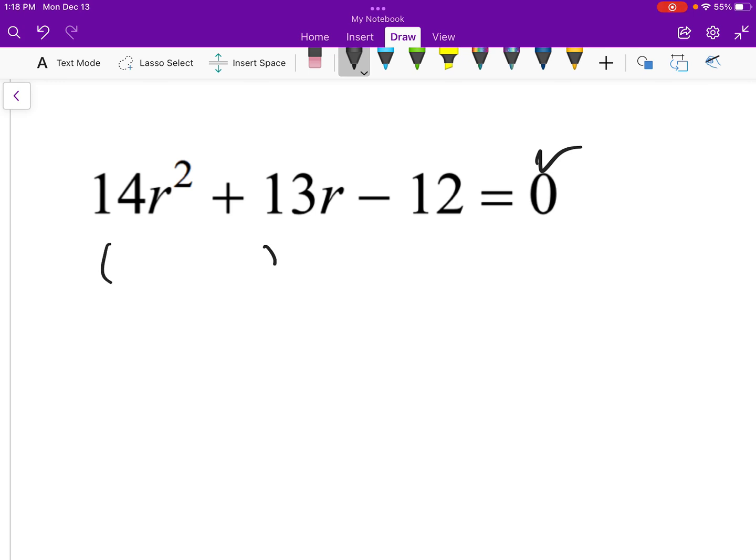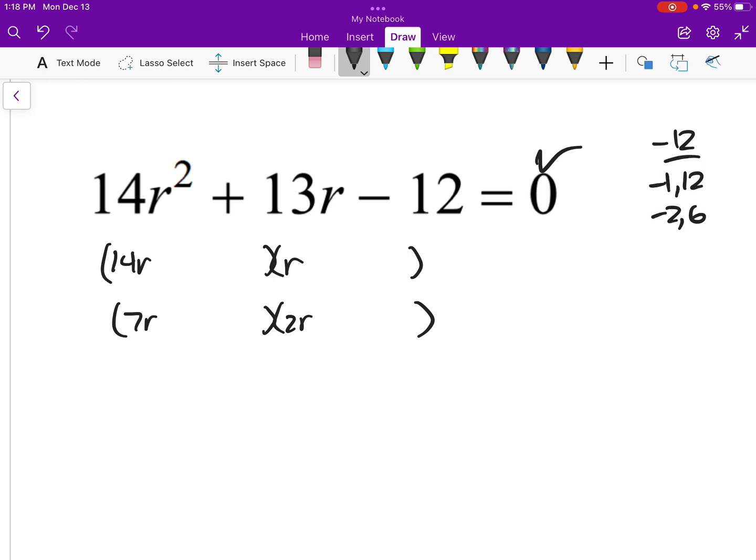So I'm going to do my 2 sets of parentheses. Let's just do the factoring part. It could be 14r and r, but it could also be 7r and 2r. And then I need the factors of negative 12. Negative 1 and 12, negative 2 and 6. And now we're going to go through that whole guess and check process and see if we can come up with this. I think the one that might work, let's try it.